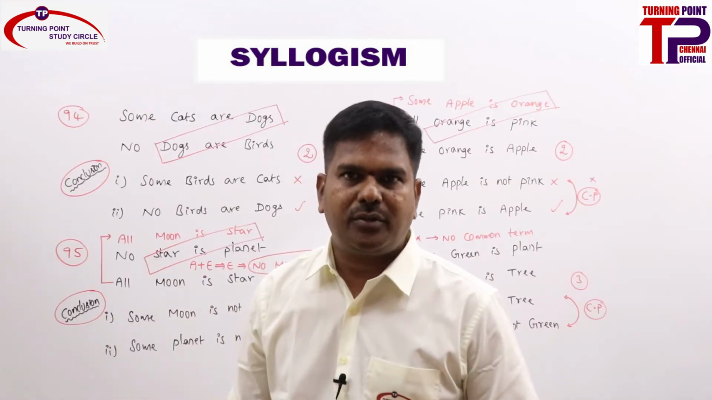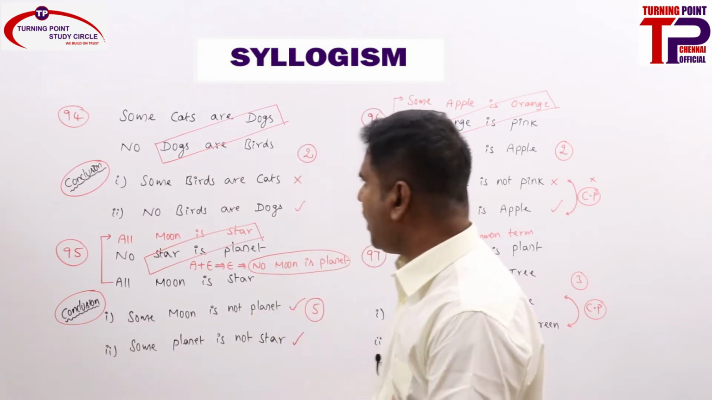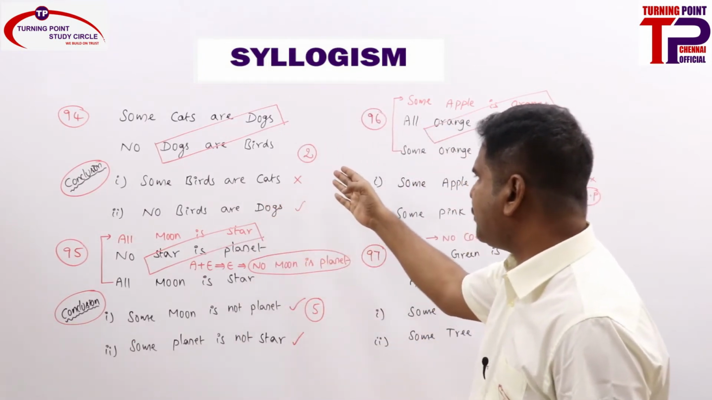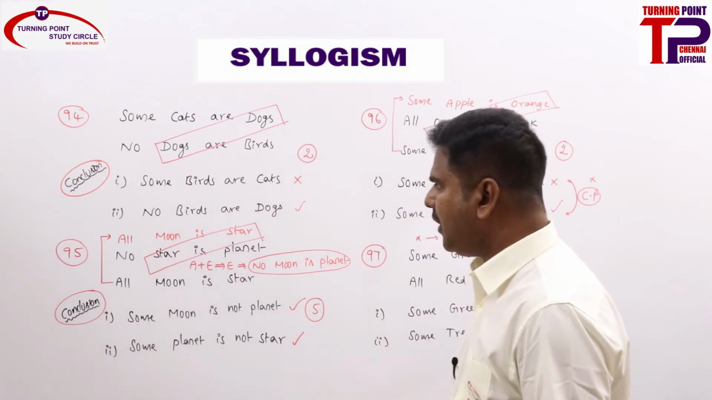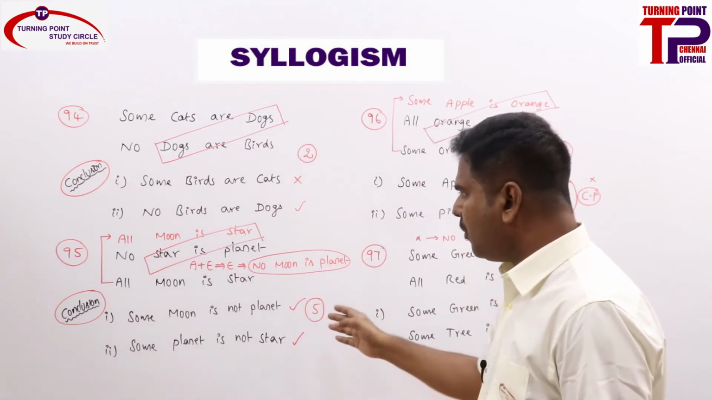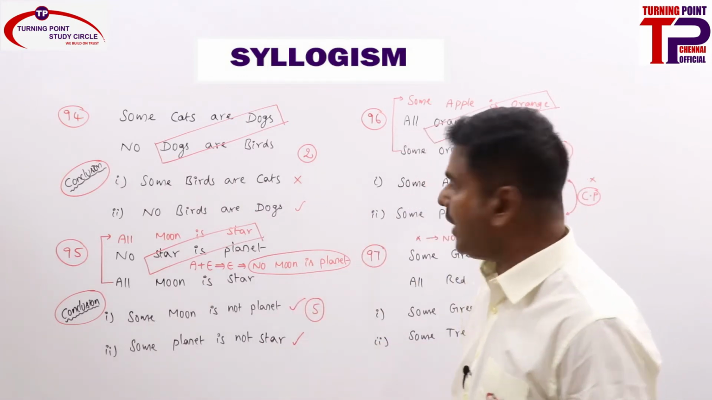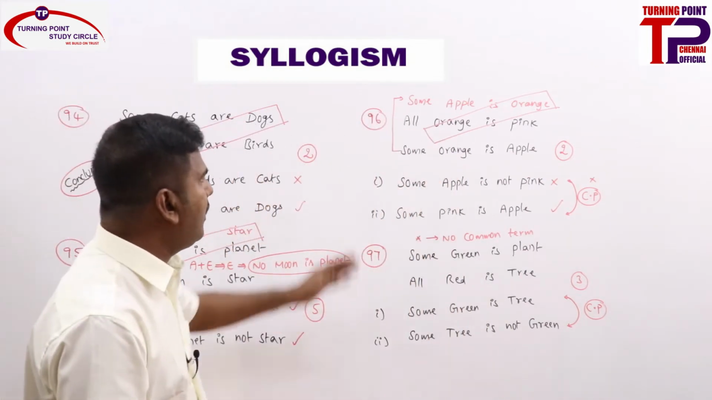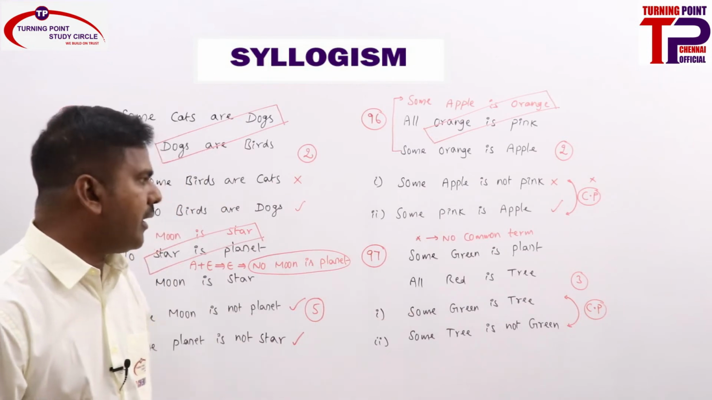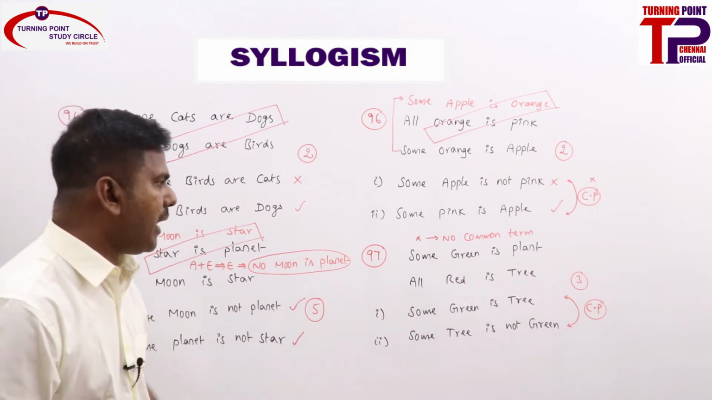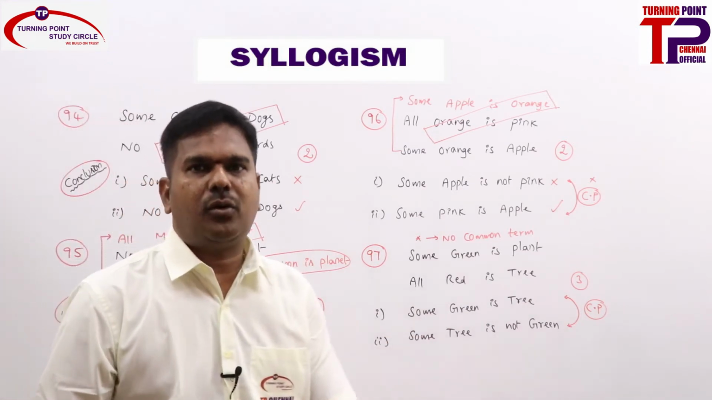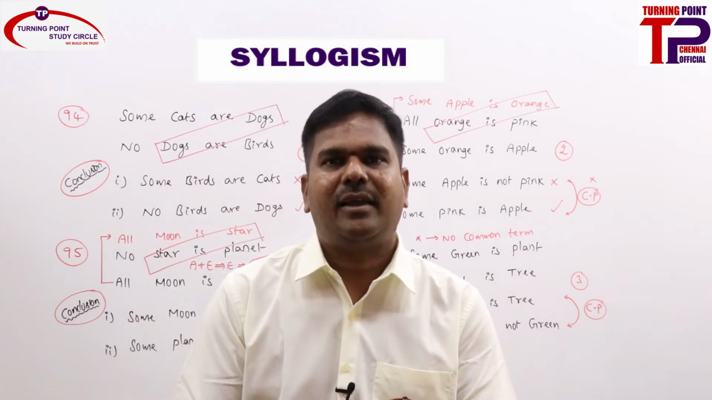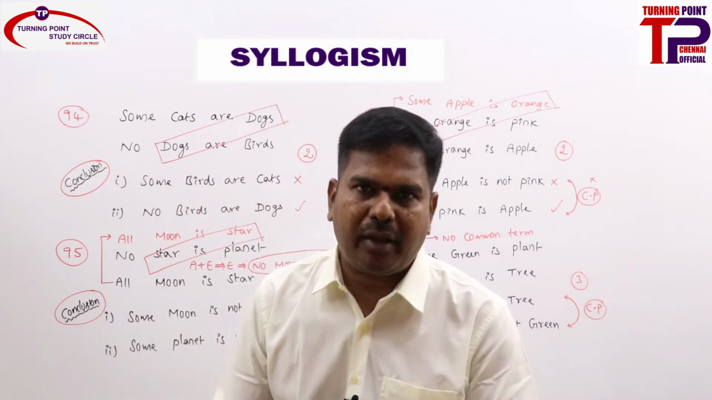Have you solved the problems? Hope you got the answers. You should have got 94 as the second option. That means only 2 follows. We need to give the answer as 2. 95: both follow. We need to give the answer as 5. 96: only 2 follows. We need to give the answer as 2. 97: either 1 or 2, that is a complementary pair. We need to give the answer as 3. So hope many of you got the answers. Anyway, we will check each one by one now.